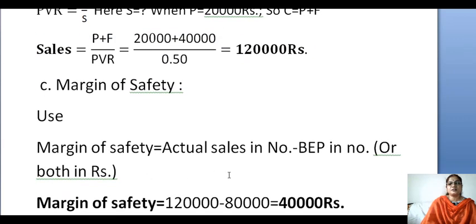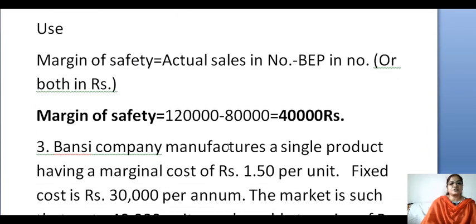Margin of safety: either go for actual sales in number minus BEP in number, or actual sales in rupees minus BEP in rupees. We have it in rupees, so we get 40,000 rupees.